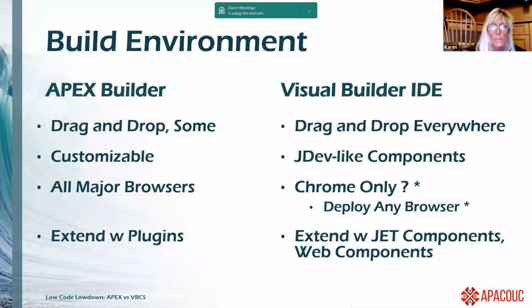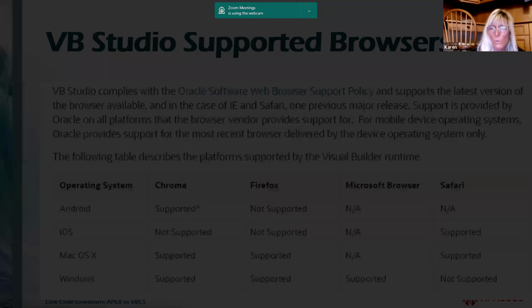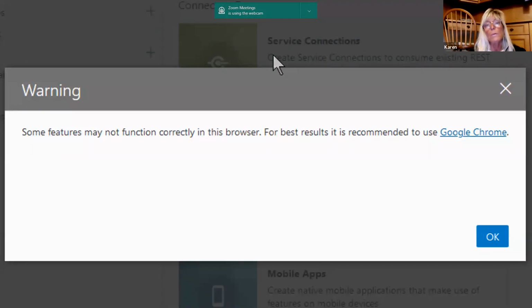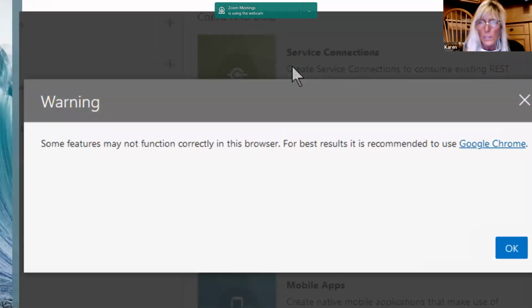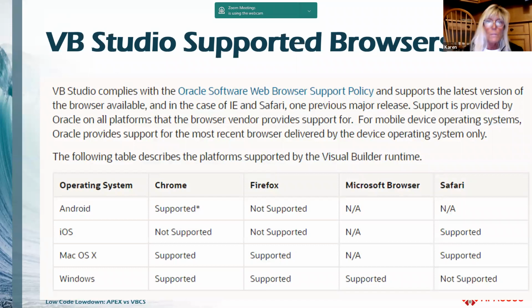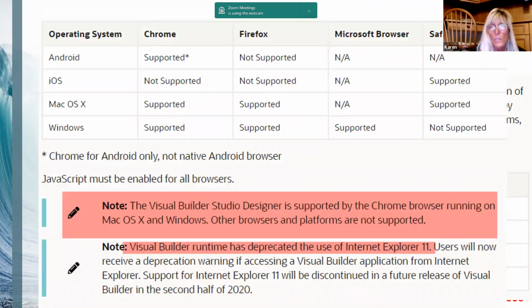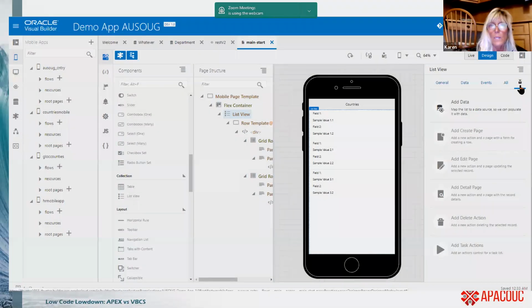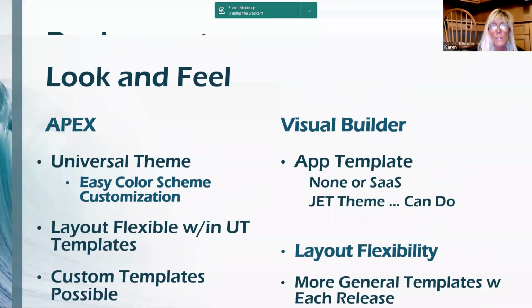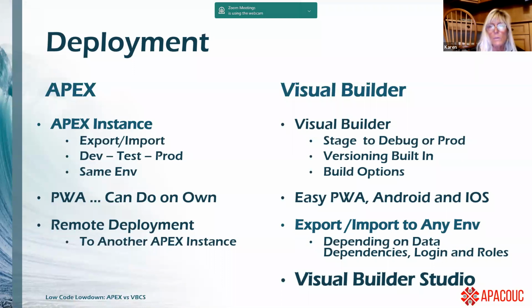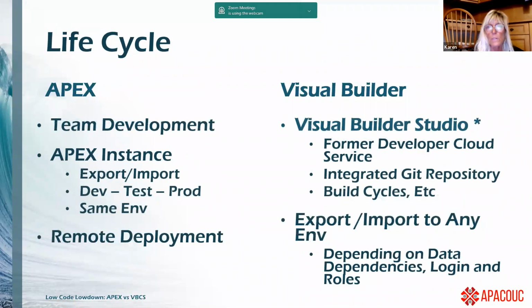Build environments. I showed you both of those. Oh, gotta use Chrome for Visual Builder. This is still a restriction for Visual Builder Studio. You can use other things. For Visual Builder, you need to use Chrome. And look and feel, you got the deployment. You can take a Visual Builder app and deploy it in Apache Tomcat, for example, if you don't have specific business objects that you need the Visual Builder instance.